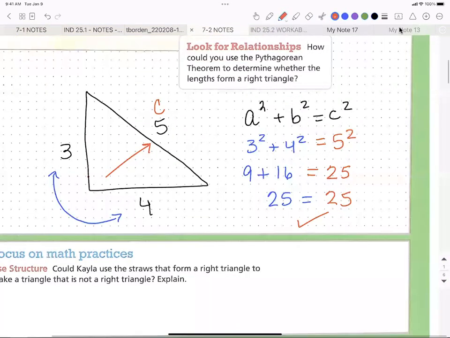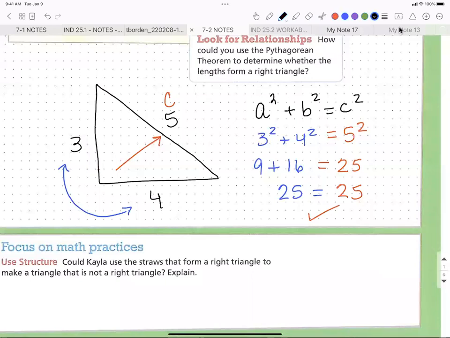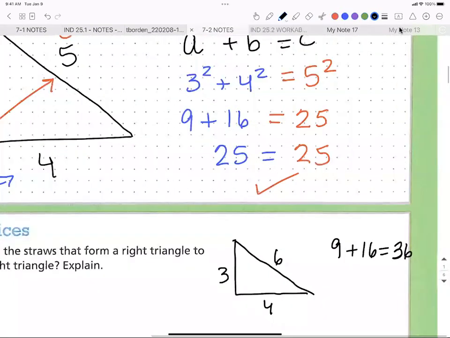Now, you don't have to do this part, okay? This is just to show you the difference. What if I draw a very similar triangle and I put 3, 4, 6? When I square 3, I get 9. When I square 4, I get 16. And when I square 6, I get 36. I'm jumping some steps here just to show you the difference. Now, when I add this up, I get 25 equals 36. Does 25 equal 36? No. So this is a no. This is not a right triangle.